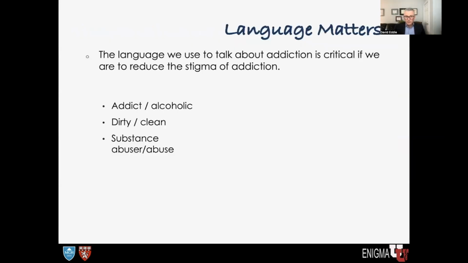So historically, we've called people addicts and alcoholics. We've referred to toxicology results as dirty and clean. A positive toxicology result is often referred to in the treatment community as dirty, and if it's negative, it's referred to as clean. And probably worst of all, we've talked about substance abuse and substance abusers.